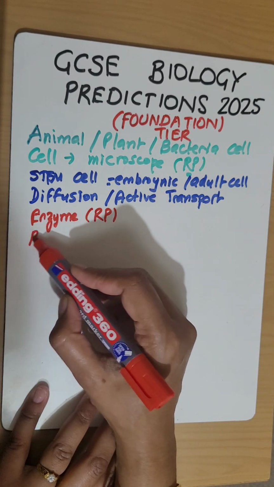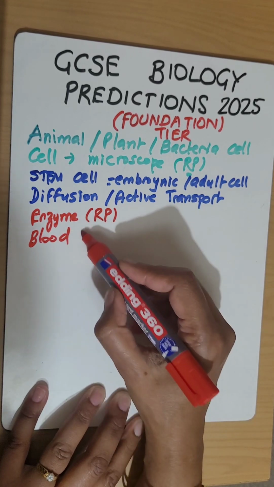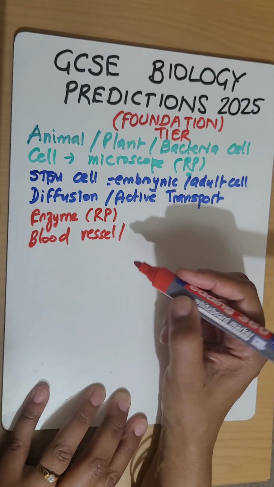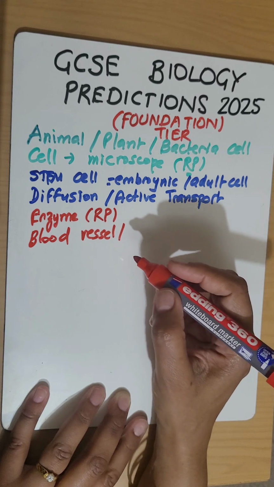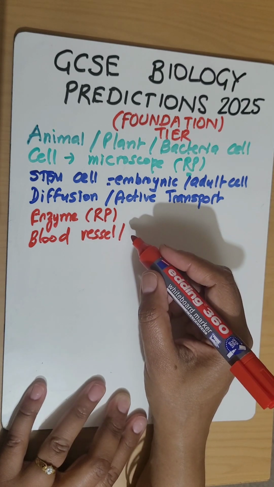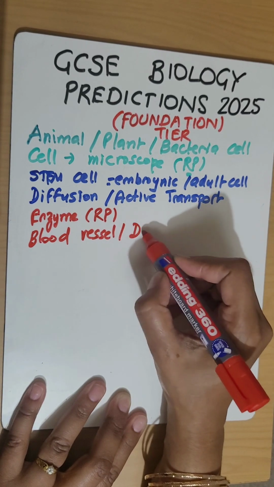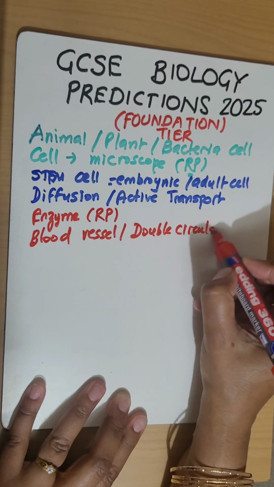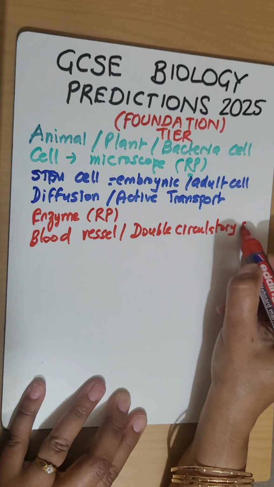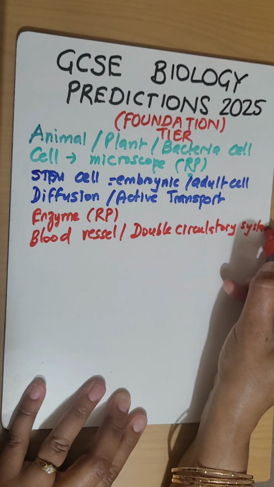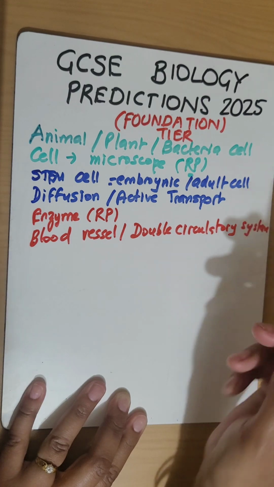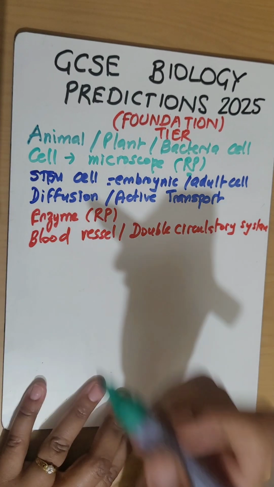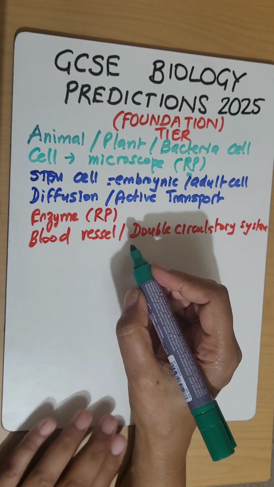Then we're looking at the blood vessels. So when you're looking at blood vessels, make sure you look at the capillary. You're looking at arteries and veins, the function, how they're different from one to the other, and also the double circulatory system. So how does the heart pump the blood around the body? Well, it's a double circulatory system. They can give you different parts of the body to label, where they give you the words and you put them around the diagram.